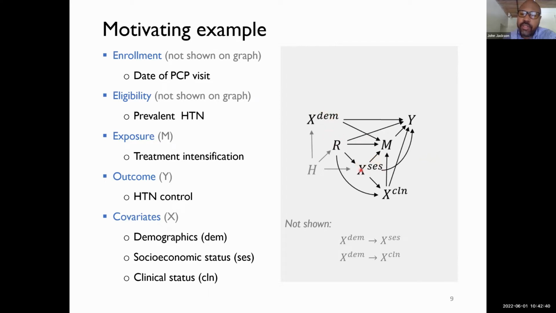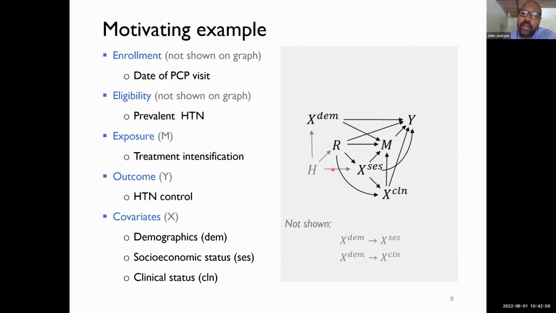This is demographics. This is socioeconomic status, and this is clinical factors. So pre-existing conditions like diabetes and chronic kidney disease may impact one's ability to control blood pressure. It's also their baseline blood pressure. And M here is our treatment intensification.